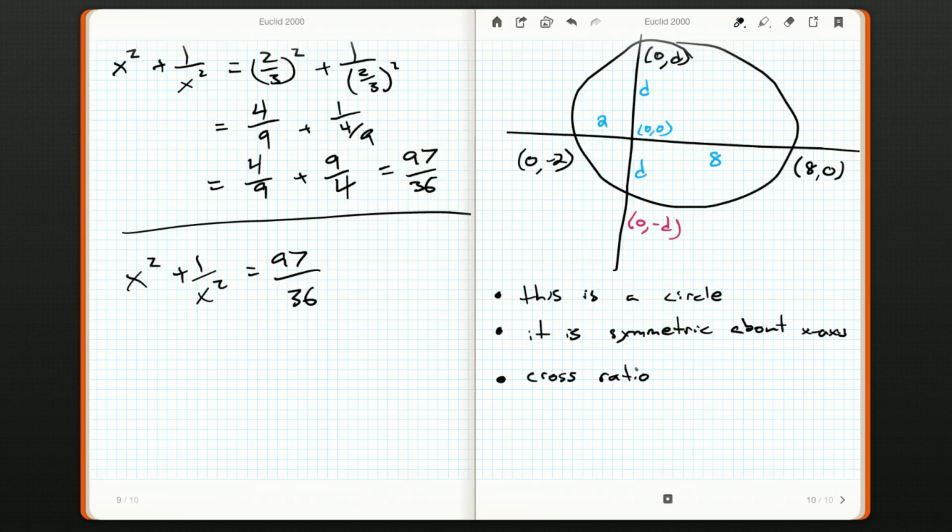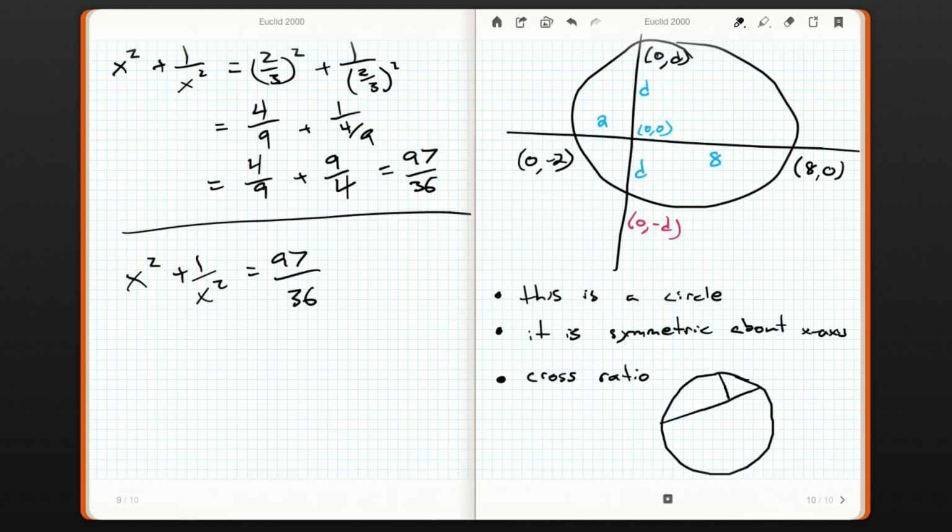I believe it's the cross ratio, although technically it might also be called power of the point. I think this result's only called power of the point if the point lies outside the circle, but it's been a while since I did circle geometry. So let's draw a little better circle. I think that's a better circle.